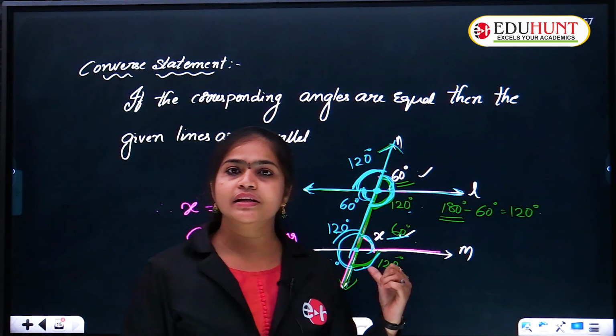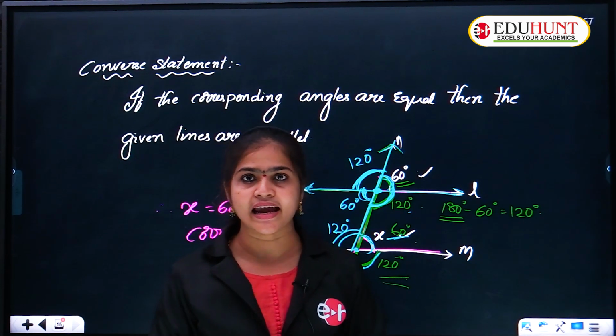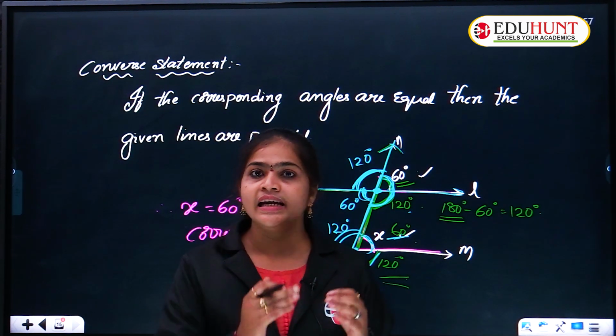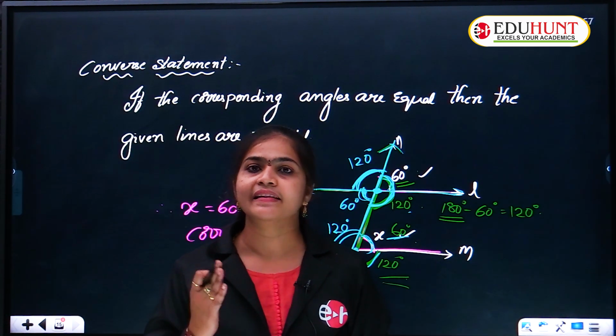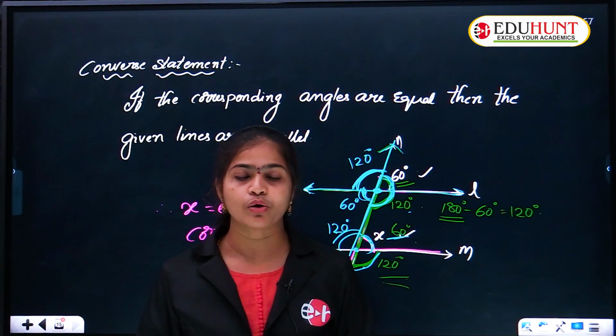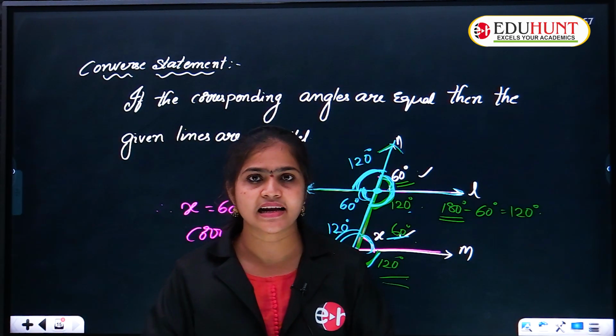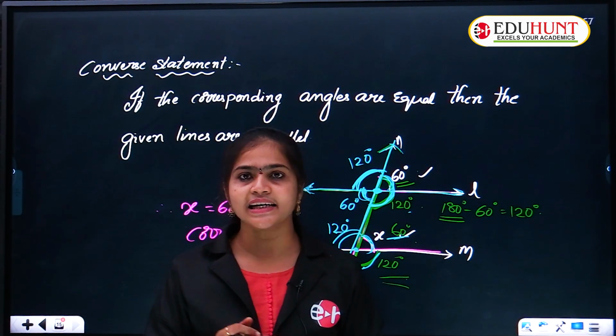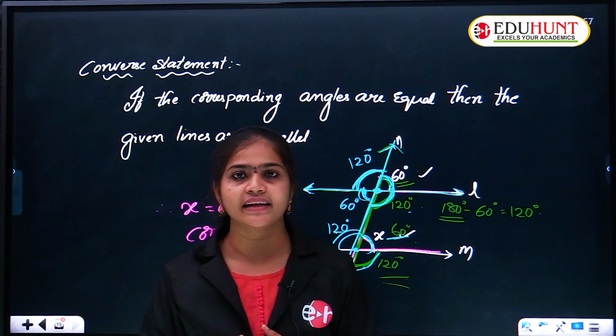Okay, children. So in this video, we learned how to find corresponding angles. And in the same way, if the given lines are parallel, then corresponding angles are equal. Okay, in the next video, we will discuss how to find alternate interior angles and in the same way co-interior angles also.